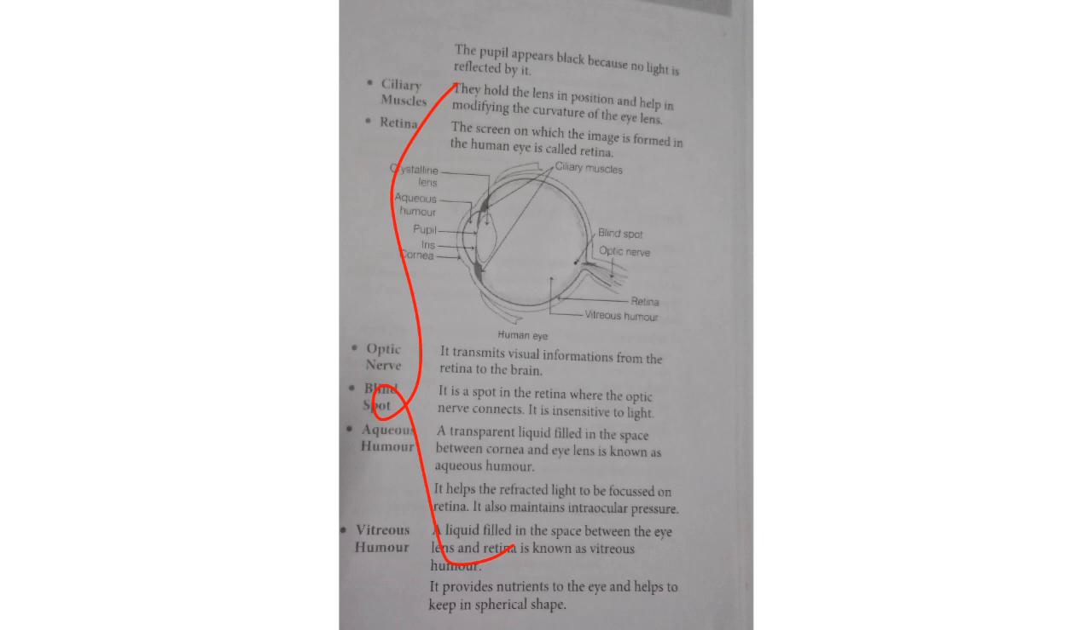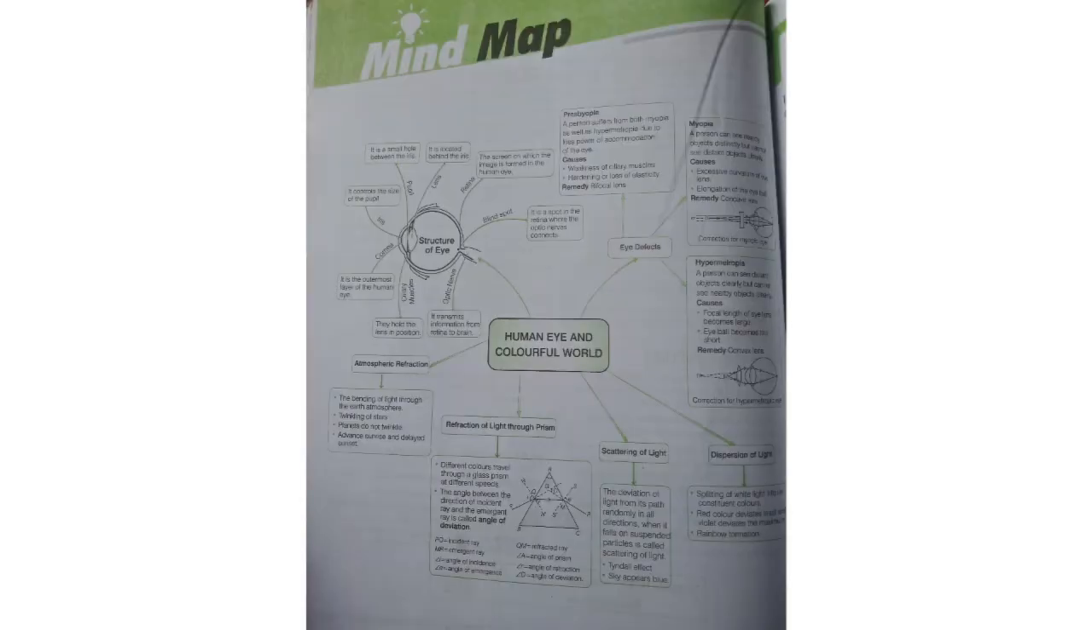There is another topic, that is the blind spot, but it is not in your syllabus. Let me just explain it: it is the spot in the retina where the optic nerve connects, and basically what happens is that no image is formed in this portion, because it lacks light sensitive cells. They are insensitive, meaning they are lacking light sensitive cells. Okay, with this we have completed the structure of the eye.